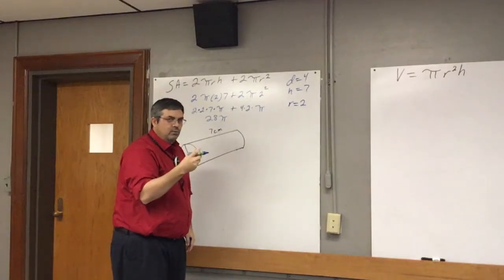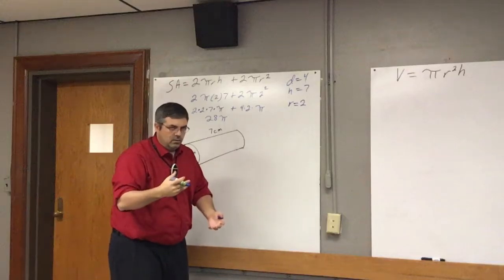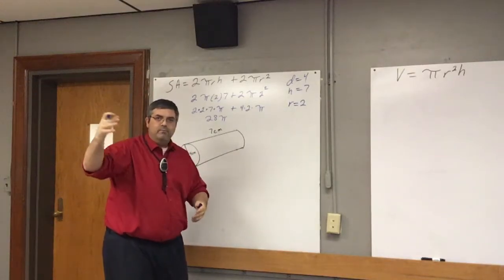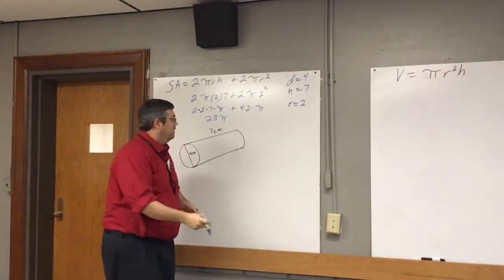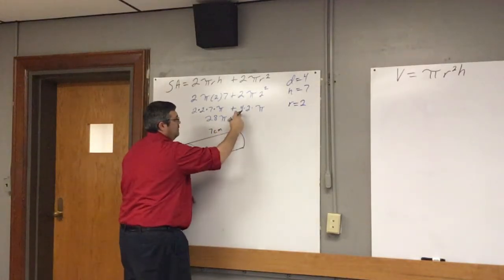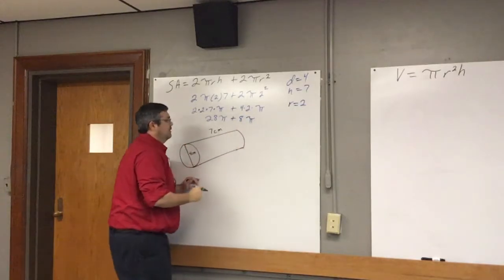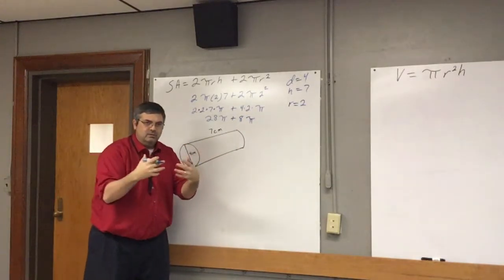It's a symbol, normally it's an unknown number, but we know what it is, 3.14, whatever, so on and so forth. But we can leave that there, 28 times pi plus 4 times 2, 8 pi. Now we combine like terms.